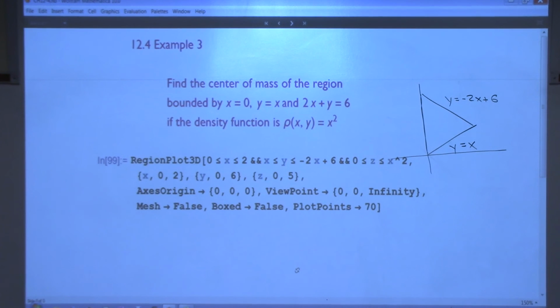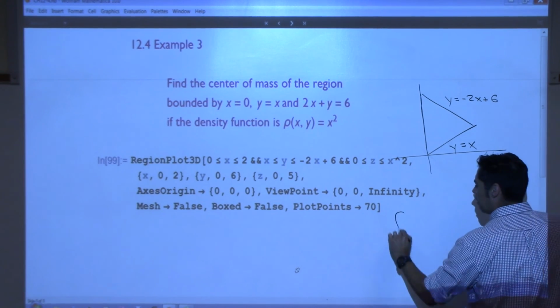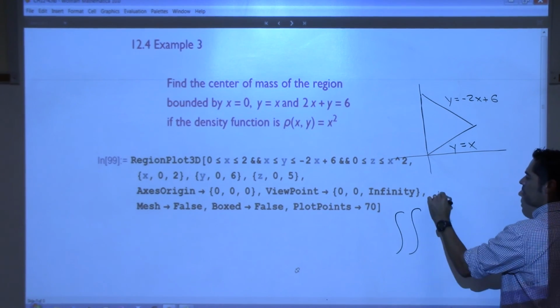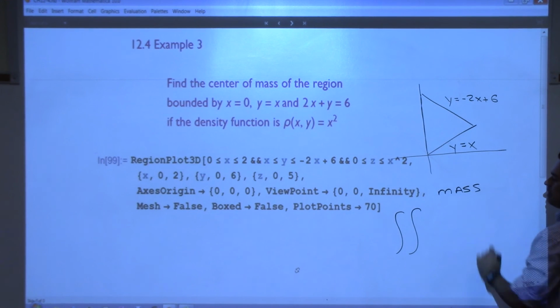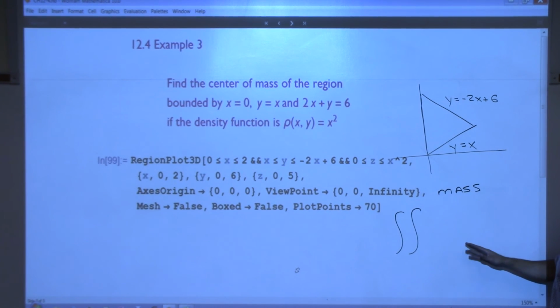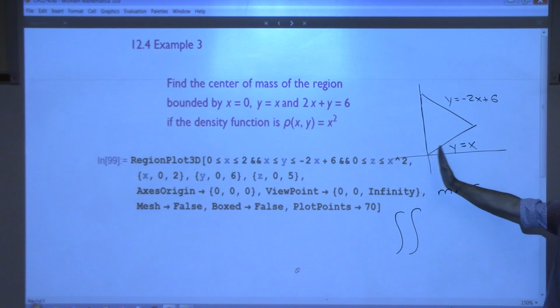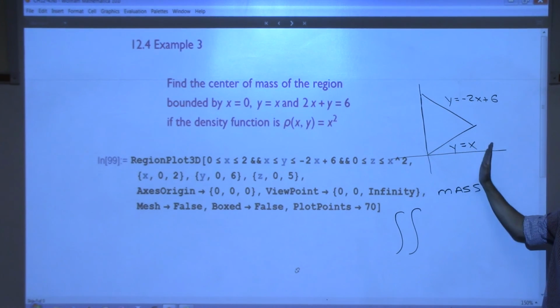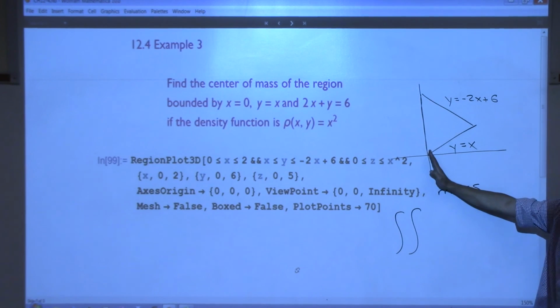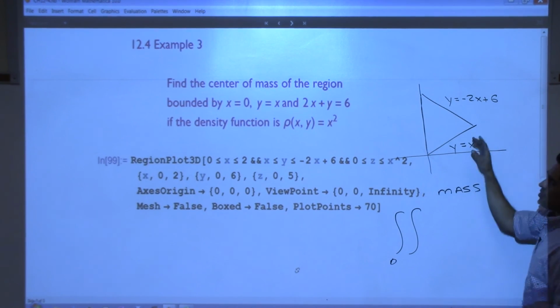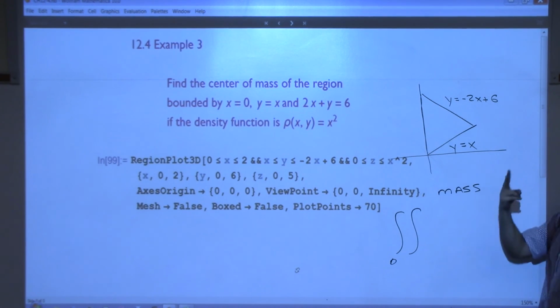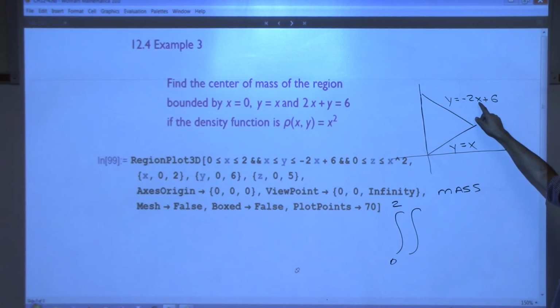And so you would need your limits of integration. This would be a good type 1 region. So you should go double integral. Let's do the mass first. Mass would be double integral where to where? Well, you have to figure out what's your bound on x. 0 to wherever they hit each other. So you set those two equal to each other. It's 2, I think it's 2.